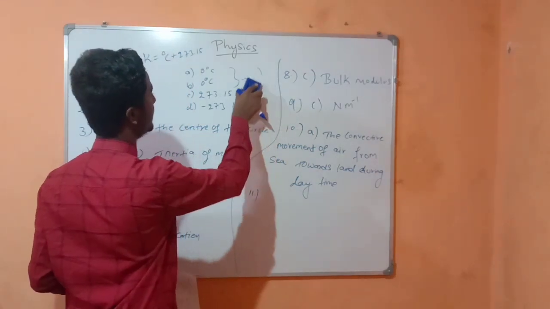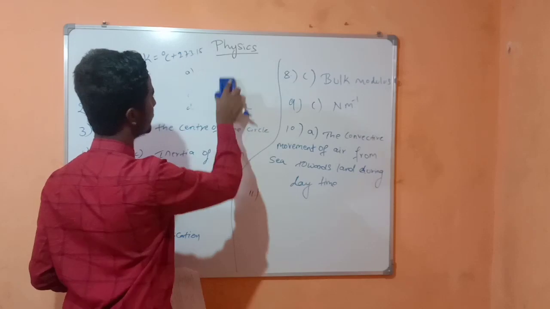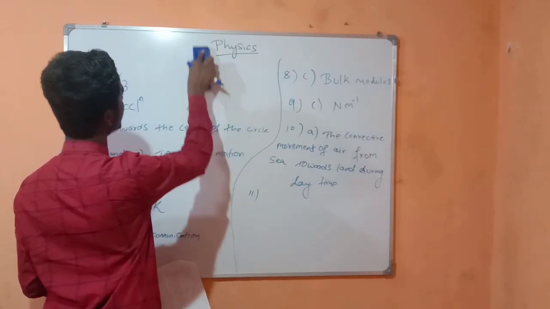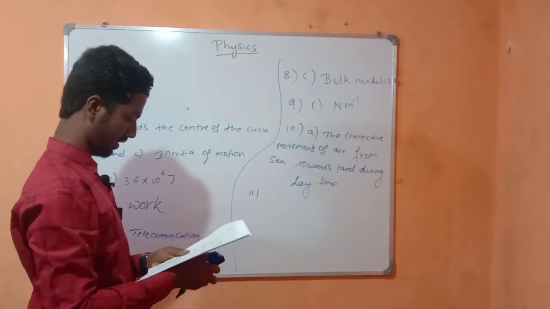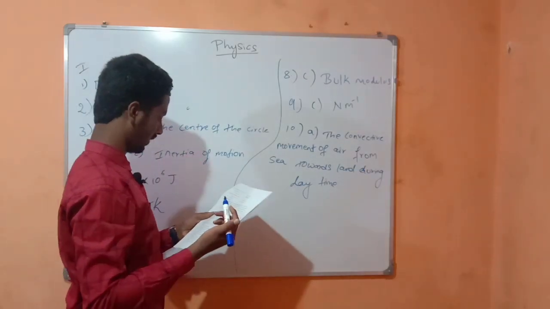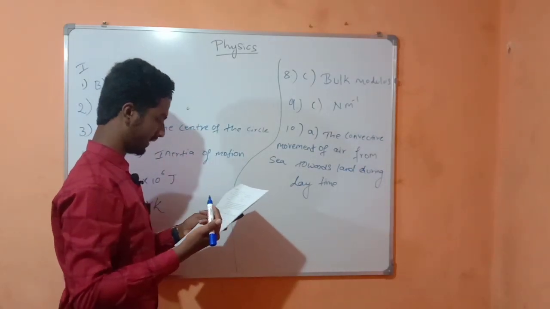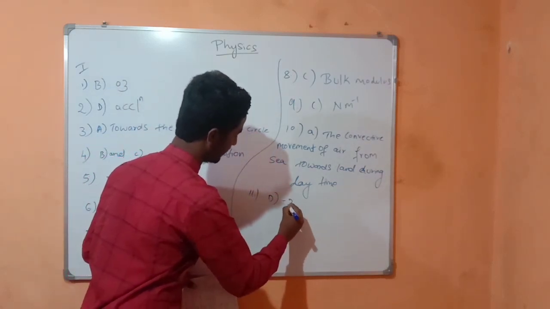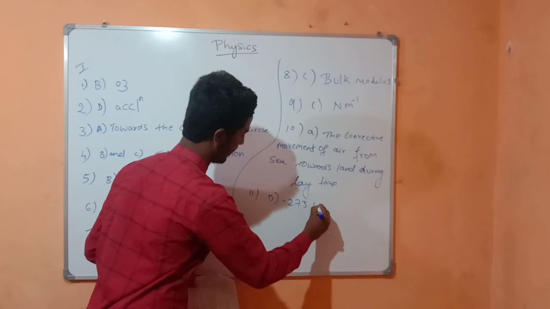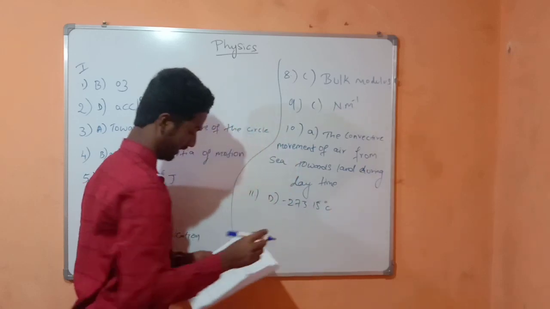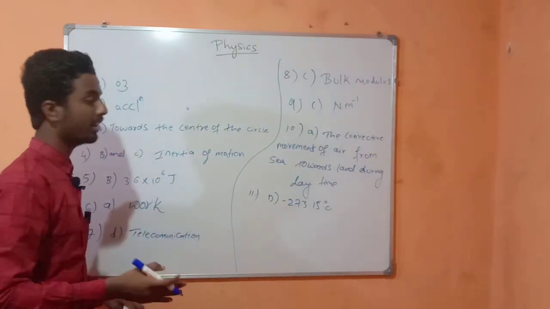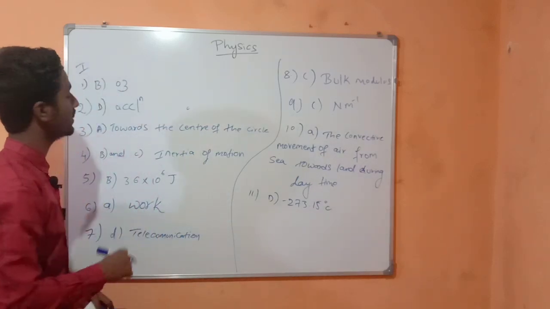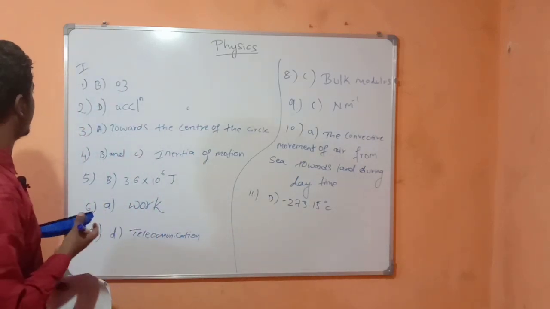Let me erase this, children. To explain, I have written this. The lowest possible temperature is option D, minus 273.15 degrees Celsius. Okay, children. Take a screenshot or pause the video and take down the notes. Let me erase, the space is not there, children.